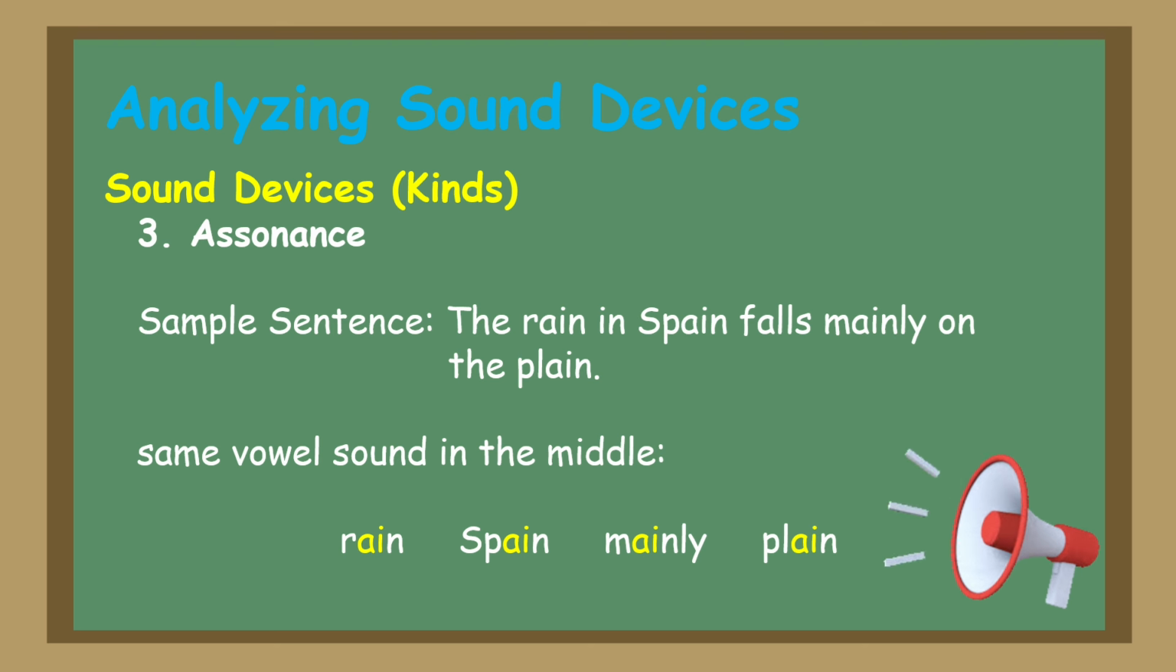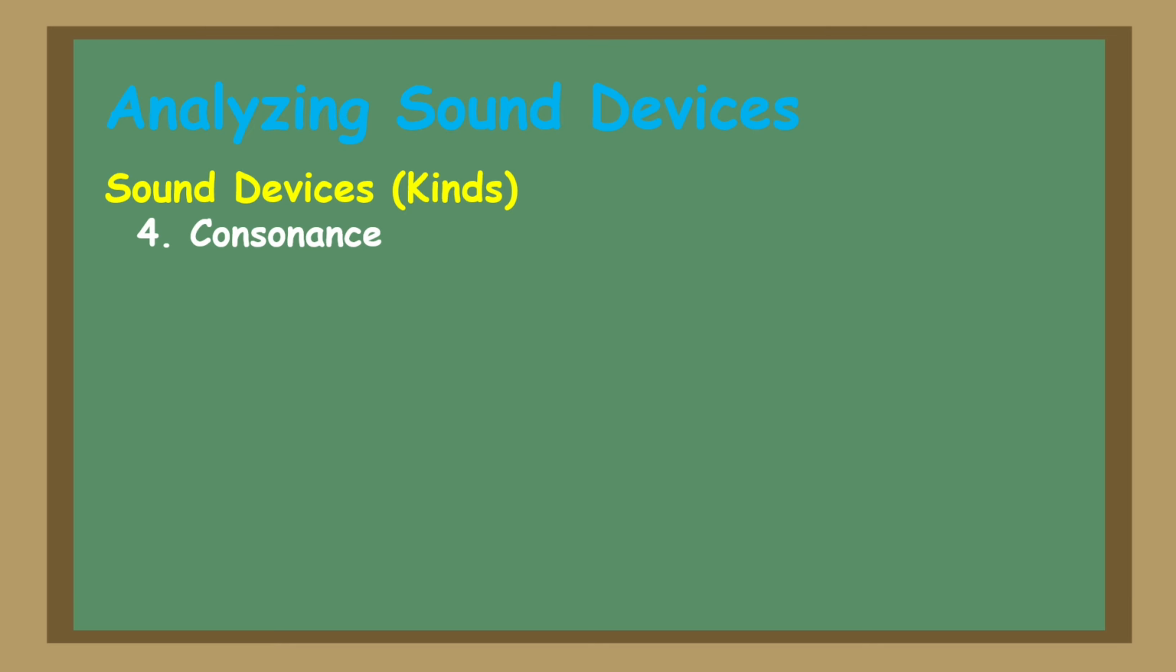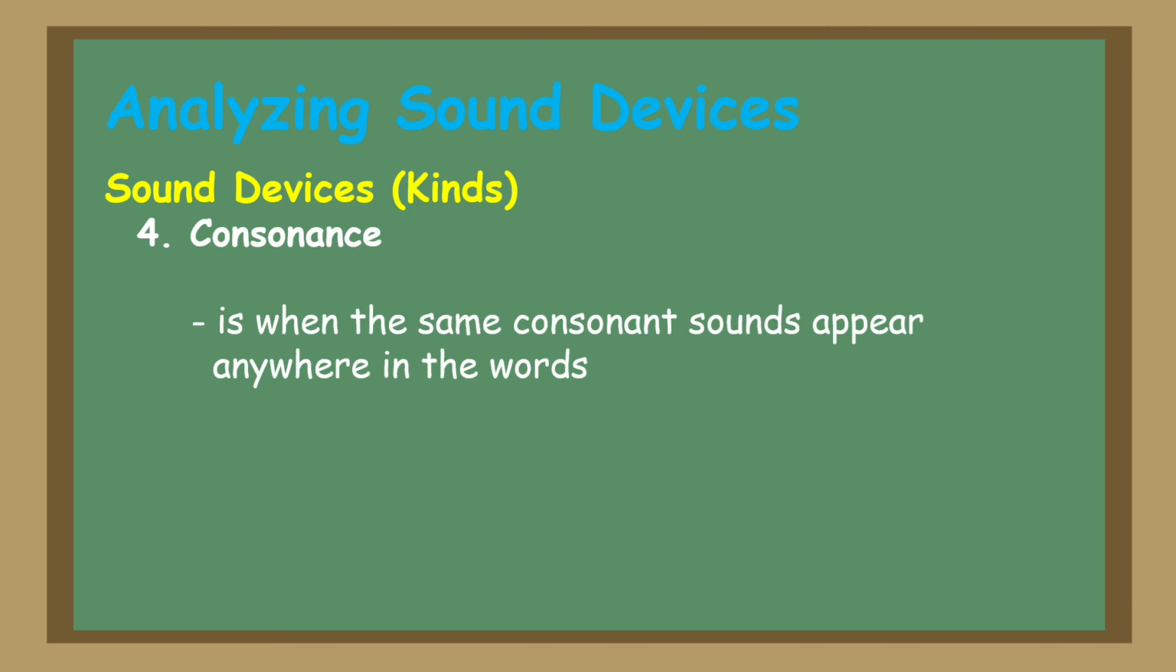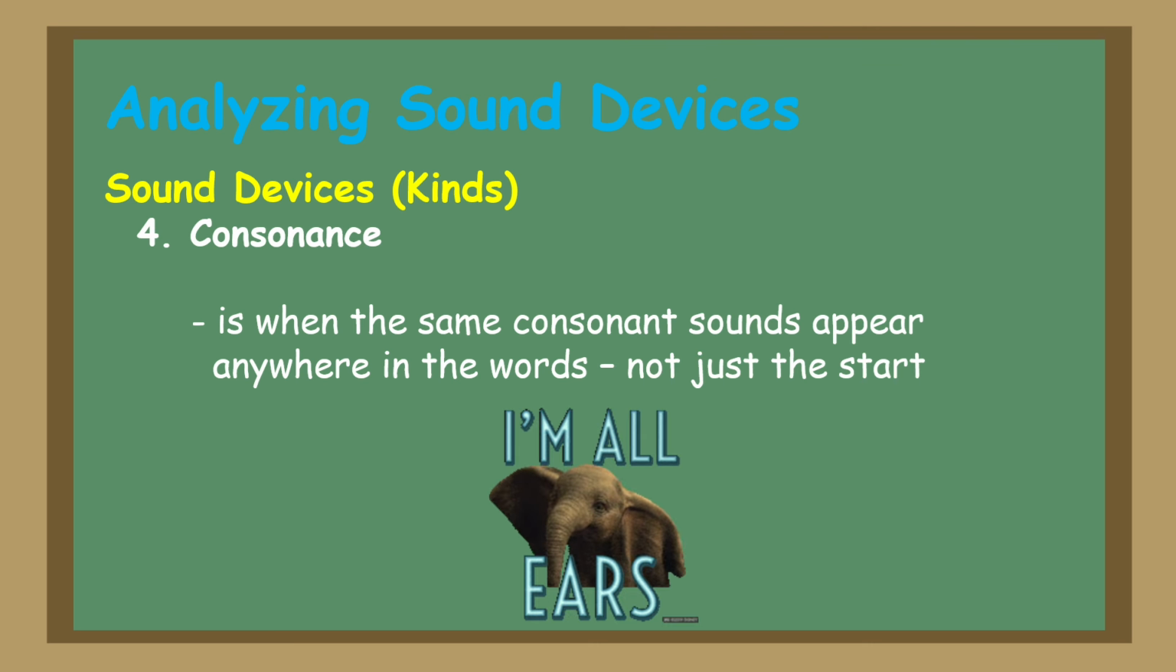Now repeat after me. Rain, Spain, mainly, plain. The last is consonance. It is when the same consonant sound appears anywhere in the words, not just the start. Sa Tagalog, pareho ang tunog ng consonants o katinig, kahit sa gitna o dulo ng salita.